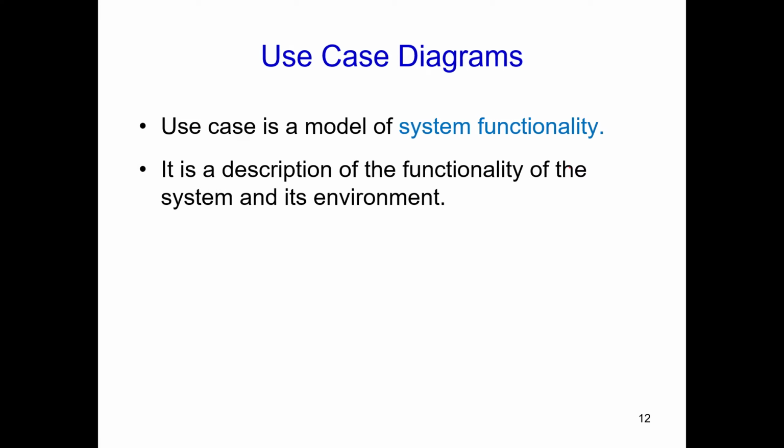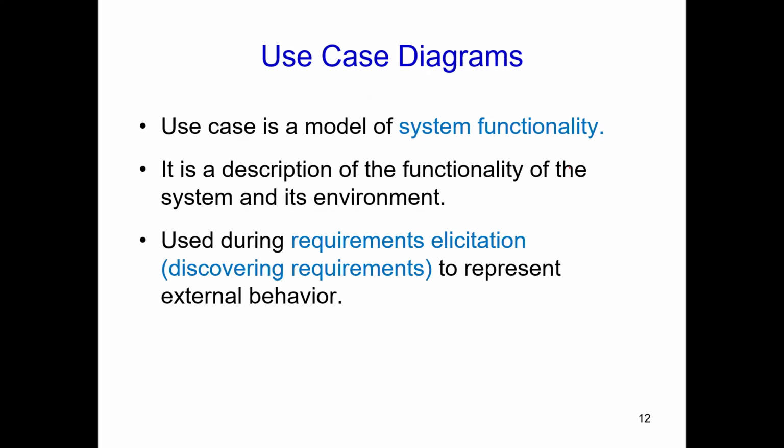It's a description of the functionality of the system and its environment. This is typically used during requirements elicitation to discover requirements and to represent the external behavior. What we are doing with these use case diagrams is trying to understand how your stakeholders are going to be interacting with your system. That can help you identify some additional requirements for your system, and they're very easy for the user to understand.